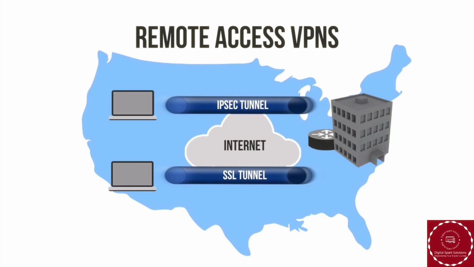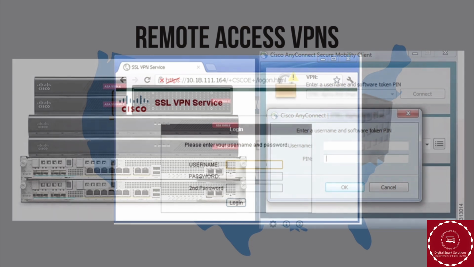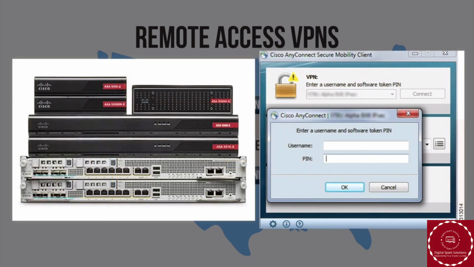Remote access VPNs enable users to work from remote locations, such as their home, a coffee shop, a hotel, and so on. There are two main types of remote access VPNs, those being clientless and client-based. Clientless are typically achieved with a web browser portal, where users log in to the VPN, which typically uses the SSL protocol. Client-based requires an additional software client to be installed on the end device.